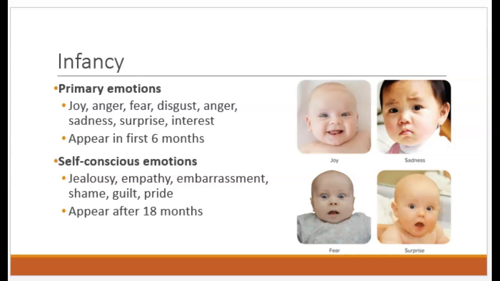Then, after about 18 months, they start to develop what are called self-conscious emotions. Remember back when we were talking about Piaget's sensorimotor stage, and how at first infants think in terms of their own bodily actions, and then they start to pay attention to the effect that their actions have on the things and people around them. Well, similarly, as infants move into toddlerhood, they become more aware of both others and themselves. They start to exhibit the emotions of jealousy, empathy, embarrassment, shame, guilt, and pride, emotions that require self-awareness or a sense of me.